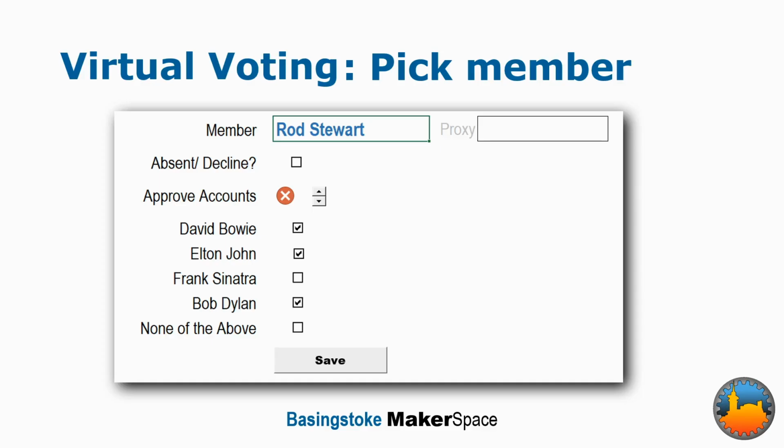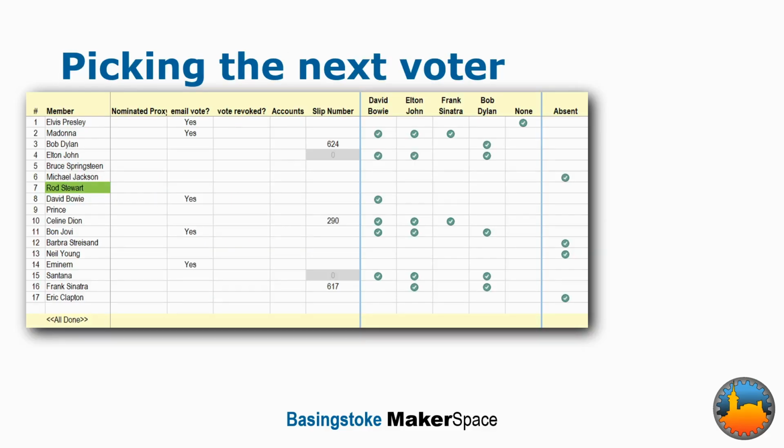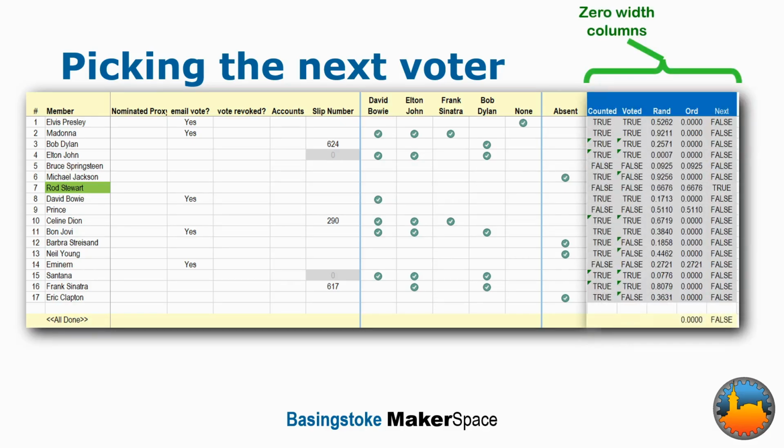Let's start with how the worksheet knows who is to vote next. This is calculated by 5 columns on the right of the voting record. These are set to 0 width, so the user doesn't normally see them. They calculate if that member has been counted yet. And in the third column, there is a list of random numbers that shuffle the order that members are called upon. The next column then has either the random number, if the member has not yet been counted, or 0 if they have. The final column uses the LARGE function to select the member who is to vote next.